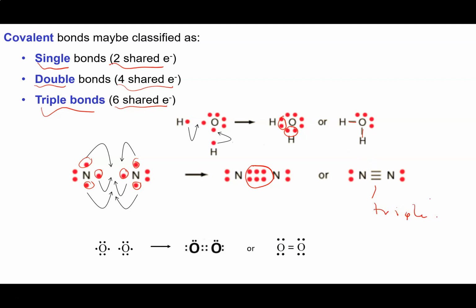And if we go to oxygen, 2 oxygen atoms collide with one another, what are they going to do? They're going to pair up all of their unpaired electrons. That gives us 4 electrons being shared, or 2 pairs of electrons, and so that gives us what we call a double bond. So bonds can be either single, double, or triple. We've never observed a quadruple bond or higher.